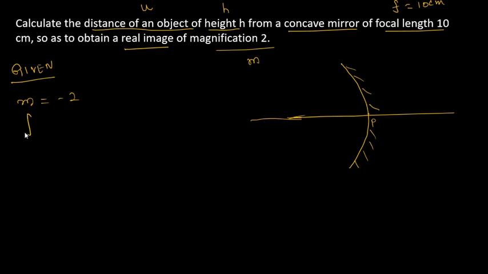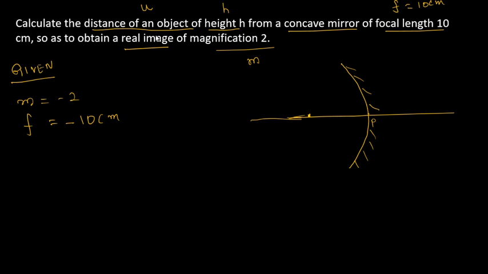Then focal length. So focal length is also minus 10 because it is on the left side of the mirror. If it is left side of the mirror, it means it is minus, on the right side it is plus. Now it is on the left side because the focal point is in front of the mirror. So it is minus 10 centimeter. Magnification has no units. And then what else is given here?